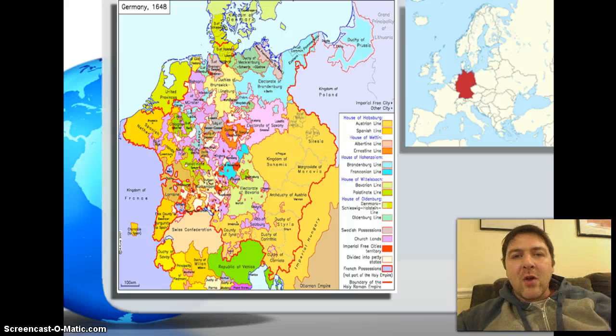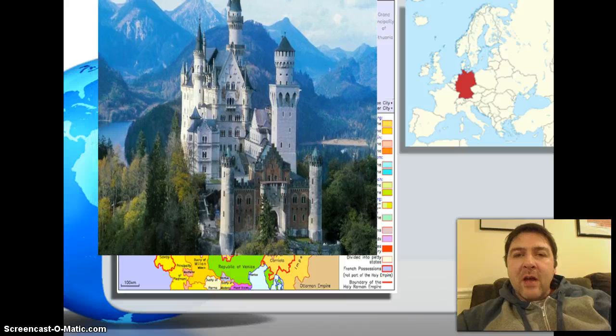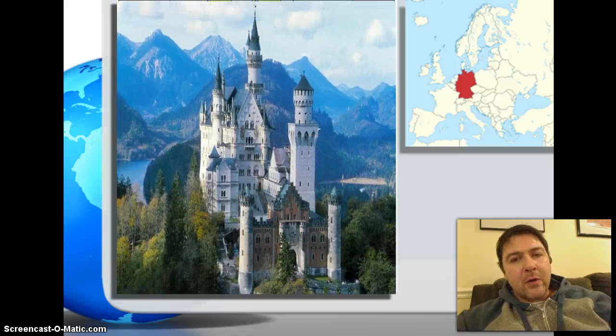But that's not going to stop nationalists in the 1800s from unifying these little states into one big unified country of Germany. The 1800s was a period throughout Europe of intense nationalism, people feeling great pride and love for their culture. Germans were no exception.